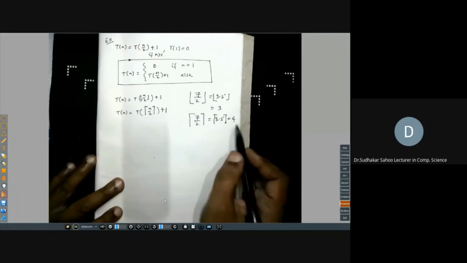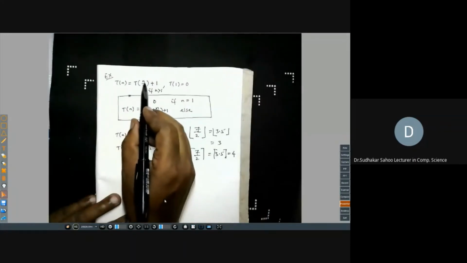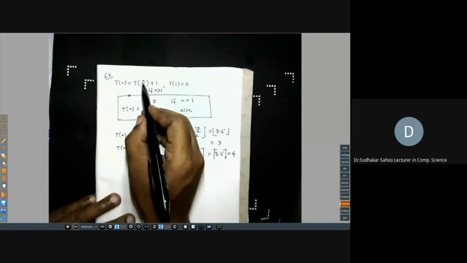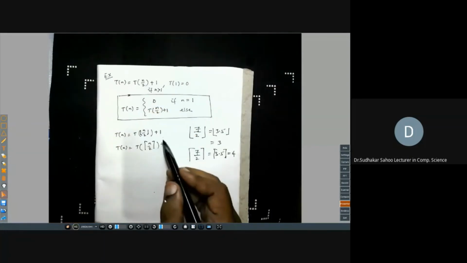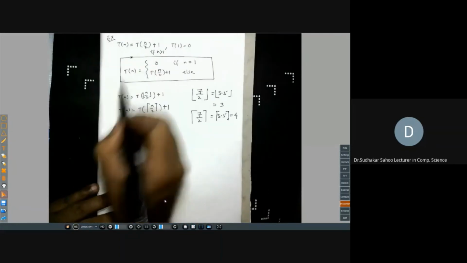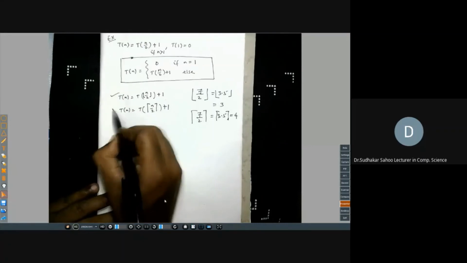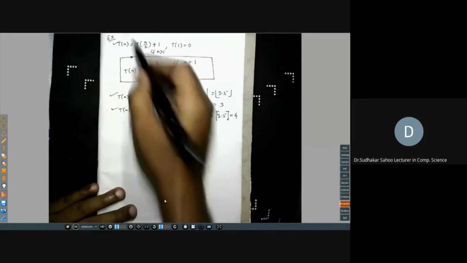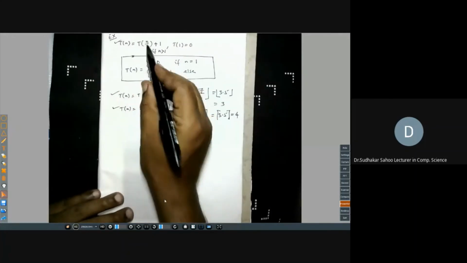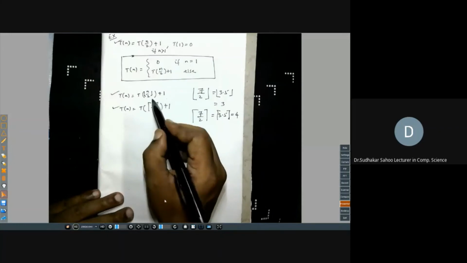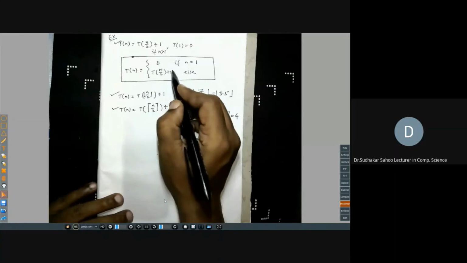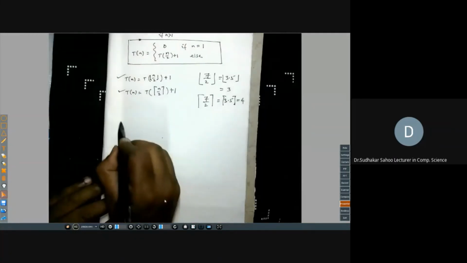Otherwise, you cannot divide. If it is arbitrary n by 2, it is not an integer. So you can use either this equation or this equation or this equation. Whatever it can be, the answer will be the same, because n by 2 ceiling and n by 2 floor, when n is very large, the time complexity will be the same. So we will solve this one.